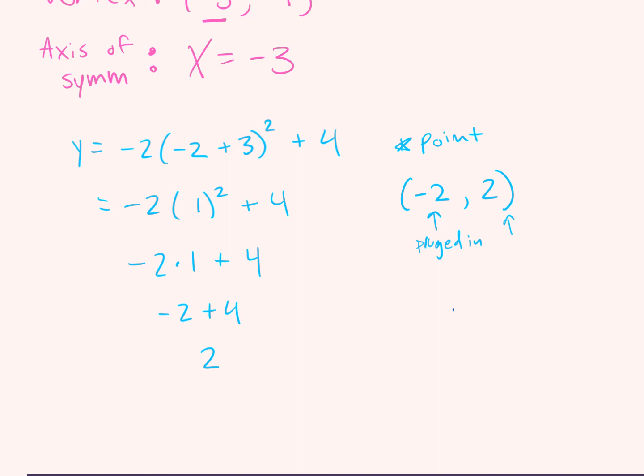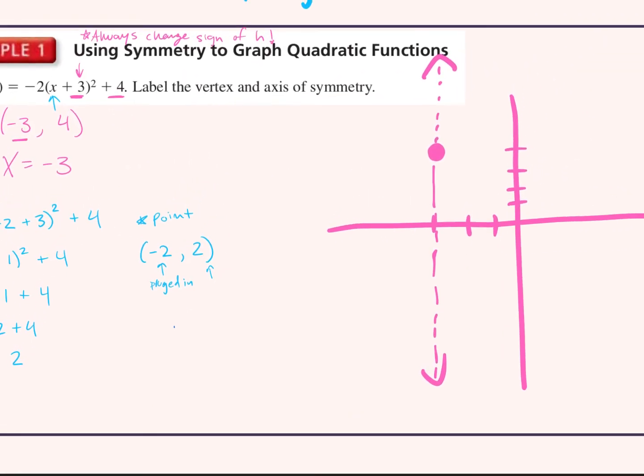This is what you got. So let's plot that point. I'm going to go to the left to -2 and up 2. So it's right there.